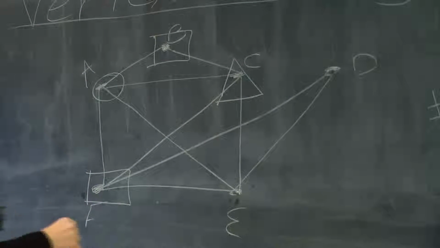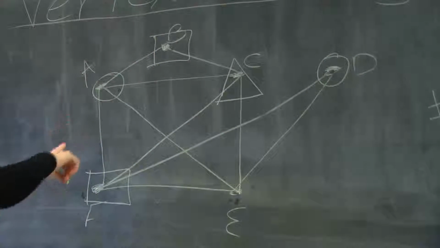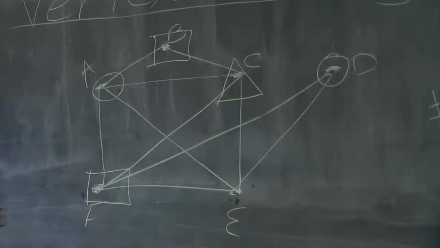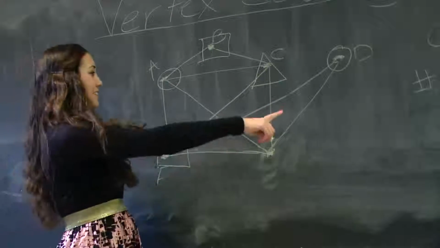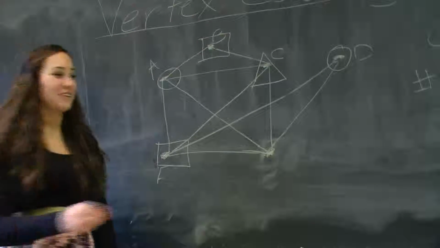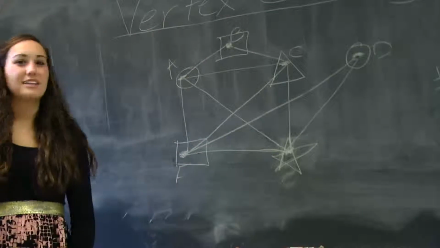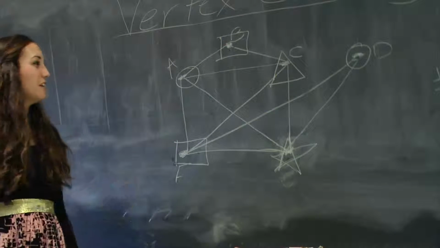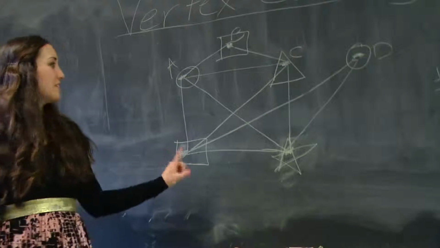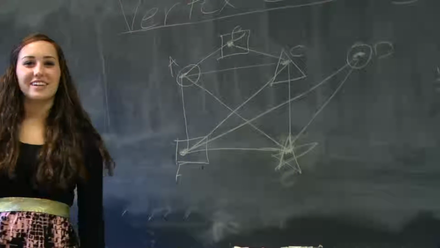And then we can put D as a circle too, because it doesn't connect with A at all. And then E has to be different from F, D, C, and A, so we're going to make it a star. And then we have to do the chromatic number, which is how many different colors or shapes you have. So for us, we have 4 different ones. So we have the square, circle, triangle, and the star. And that's all for vertex coloring.